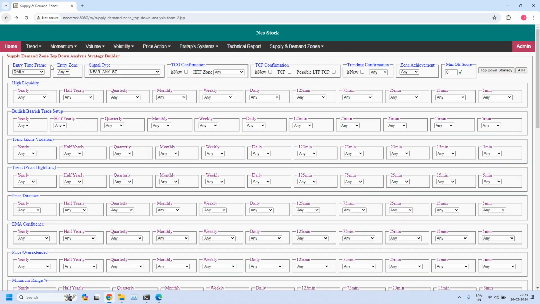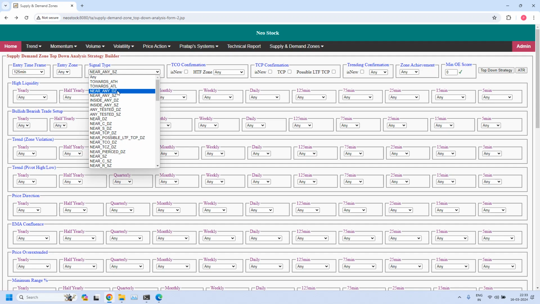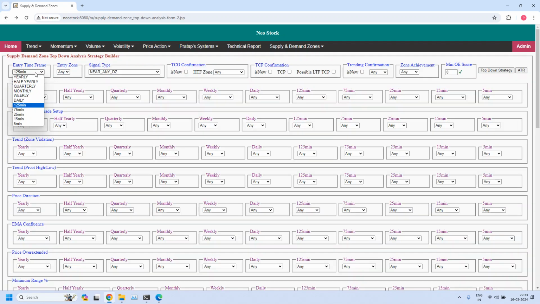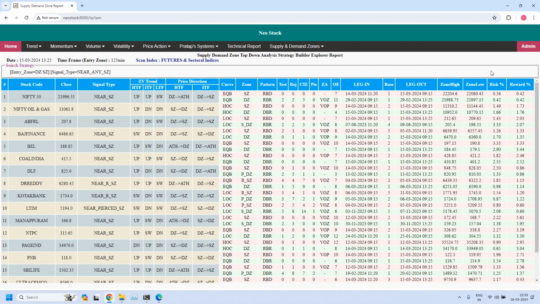So let's go back and change the time frame to 125 minutes. Let us find the stocks near the 125 minutes demand zone. So this is the filtered list. 16 stocks are filtered, which are near the 125 minutes demand zone. So let's go back. For the 125 minutes time frame, let us find the stocks near the 125 minutes supply zone.